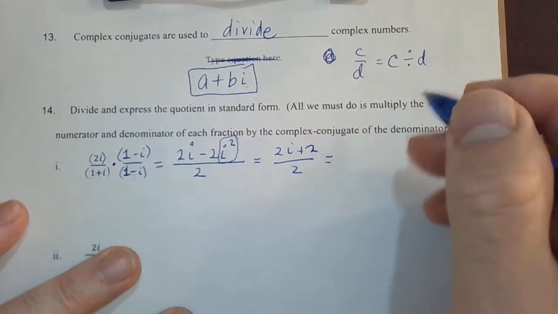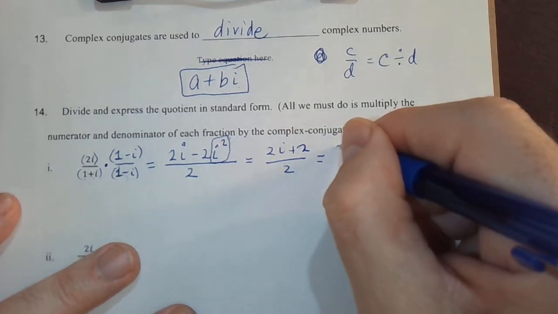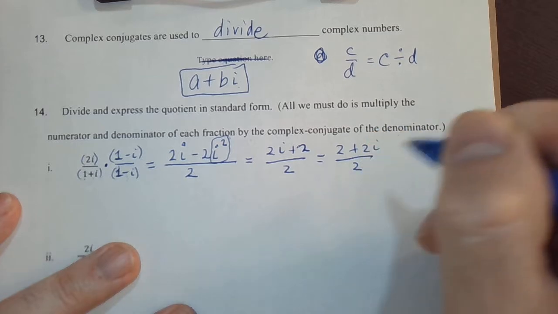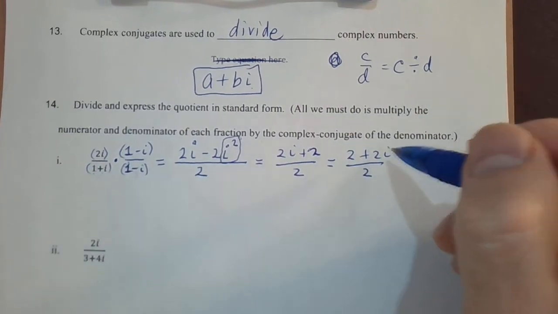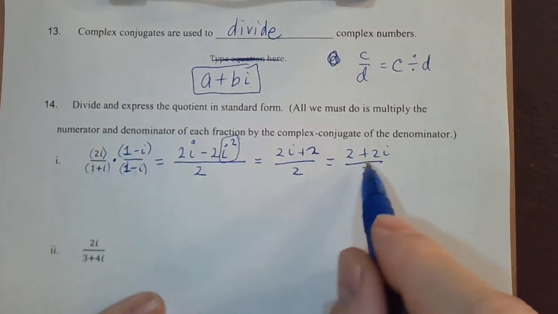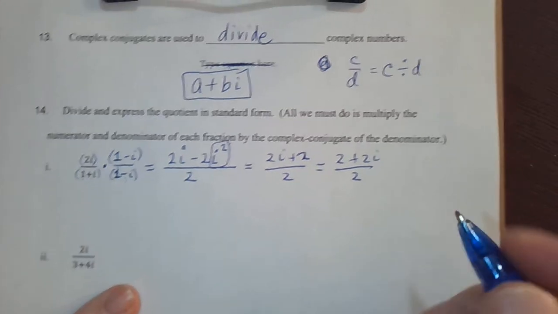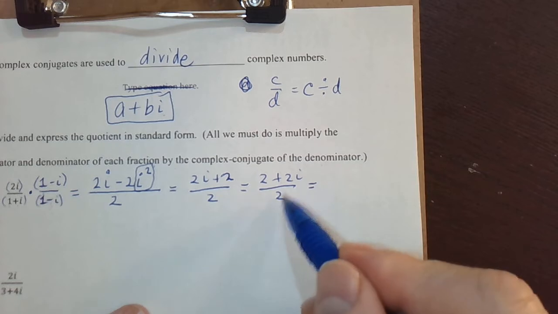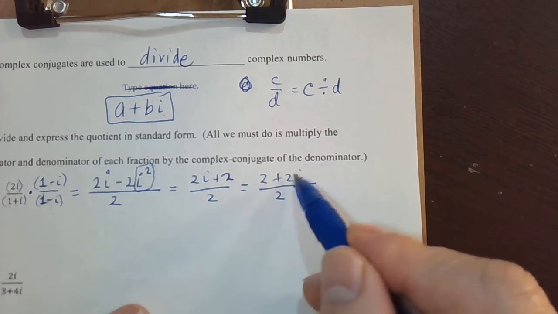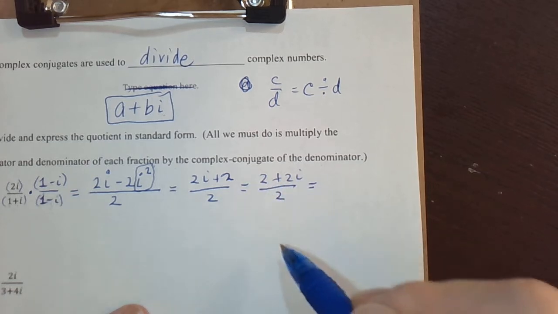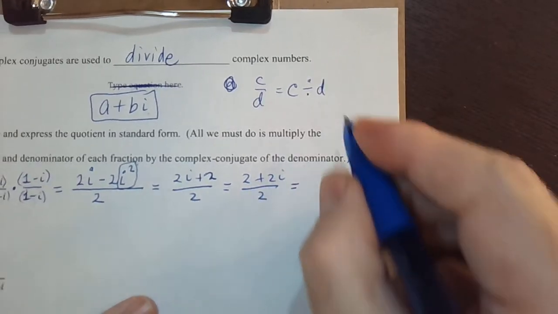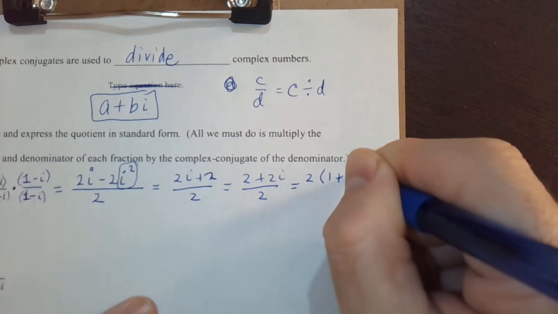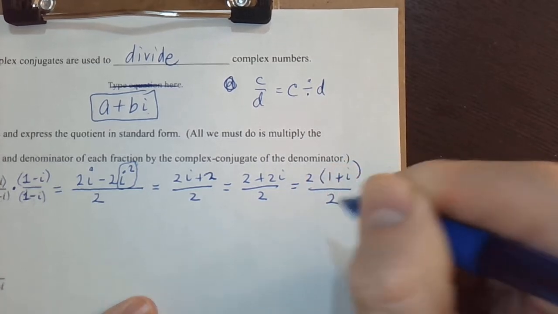Now let's write the top in the correct form, 2 plus 2i over 2. And I generally, well, not for this problem, this problem can be reduced. Why can it be reduced? Because 2 can cancel with both of the terms. It has to be able to cancel with both of them, remember? What I'm going to do is factor a 2 out of the top, and that would give me a 1 plus i all over 2.